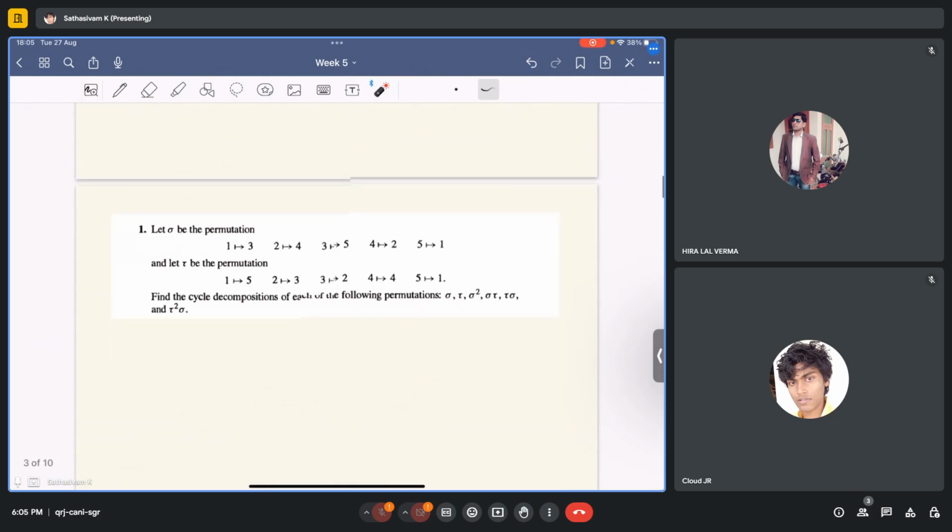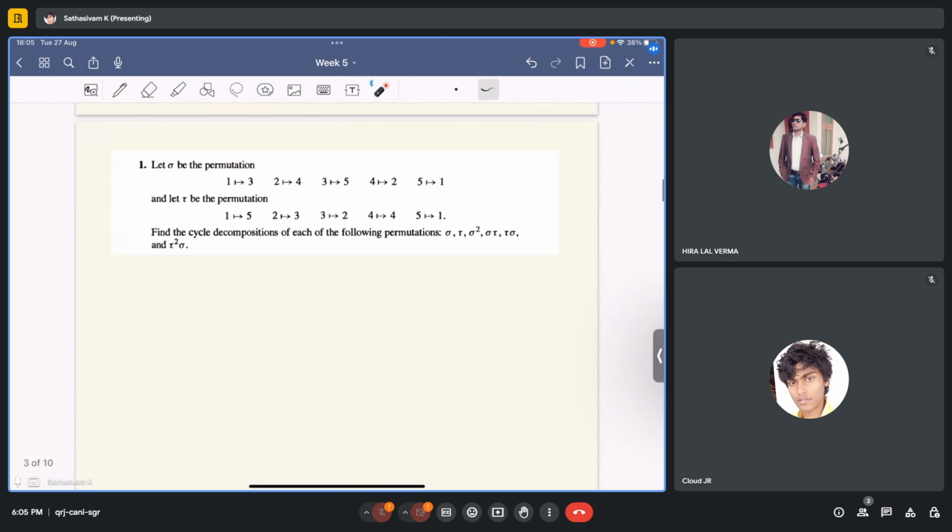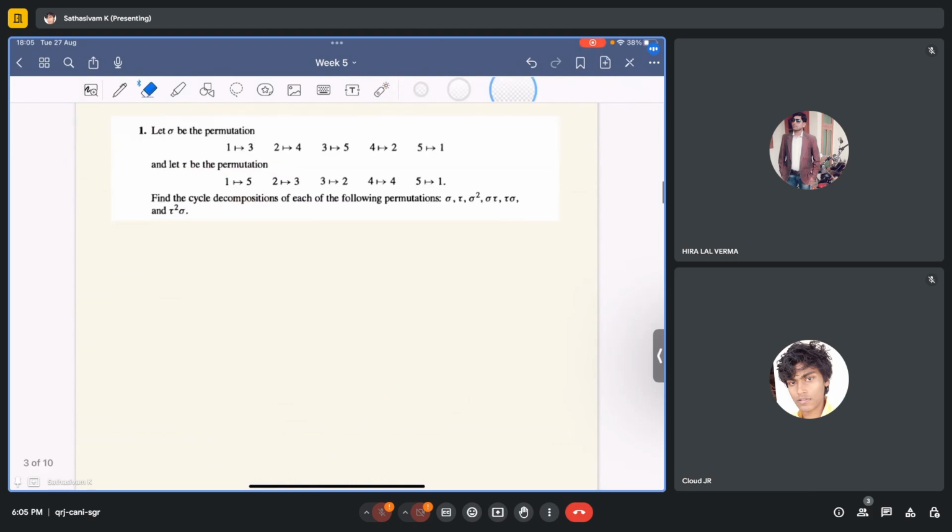Okay. So here in the problem, we have two permutations. Sigma is a permutation and tau is a permutation. The first question is to find the cyclic decomposition for each of the following permutations: sigma, tau, sigma squared, sigma tau, tau sigma, and sigma squared tau.